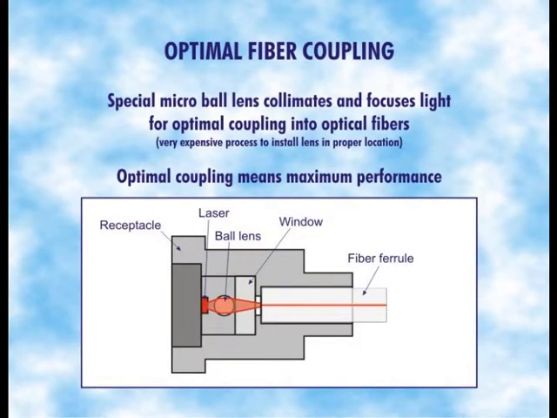Traditional VFLs are specifically designed for fiber optics due to a special micro-ball lens placed in front of the laser output that collimates and focuses light for optimal coupling into optical fibers, a process that requires expensive high-precision machinery to install the ball lens in exactly the right location. Optical coupling means maximum performance.